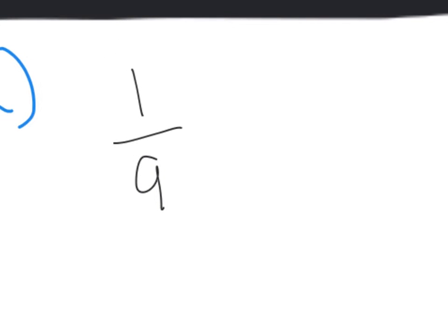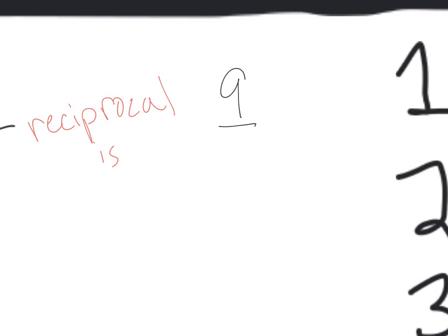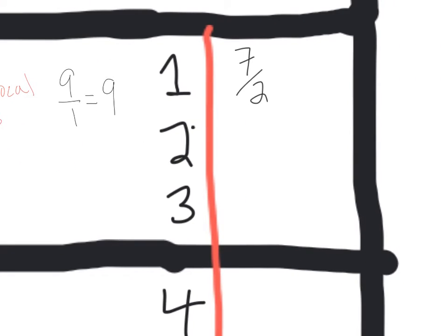Okay, let's look at number 2. 1 over 9. That's not too bad. All we have to do is flip the numerator and denominator. So your reciprocal is going to be 9 over 1. And 9 over 1 is the same as 9, right? Any number divided by 1 is just itself. So go over to the answer column, and you can write in 9.